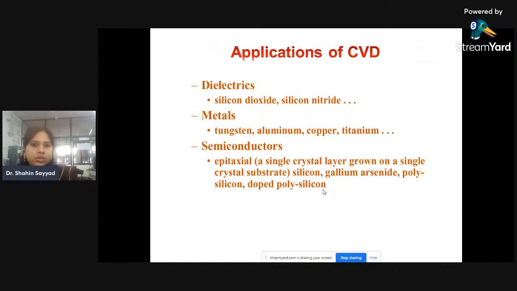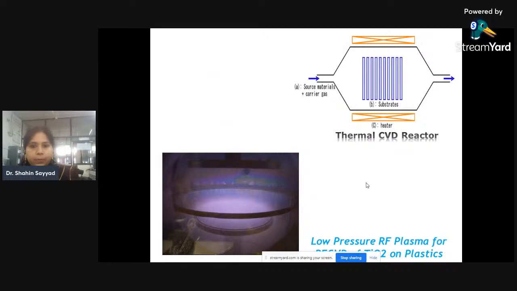They can be used for synthesizing dielectric material, they can be used for synthesizing films of metals, or you can synthesize films of semiconductor. CVD and PVD are generally used for thin film deposition. Okay. This is the apparatus for a thermal CVD reactor. It is a low pressure RF plasma. By using this apparatus, we can synthesize thin films of any inorganic or organic material.